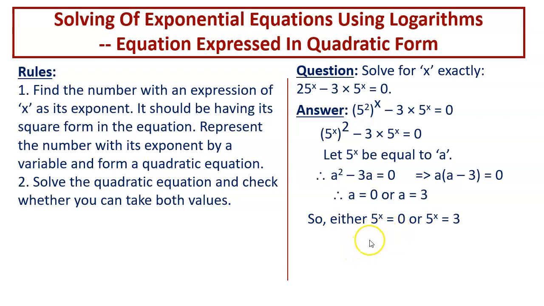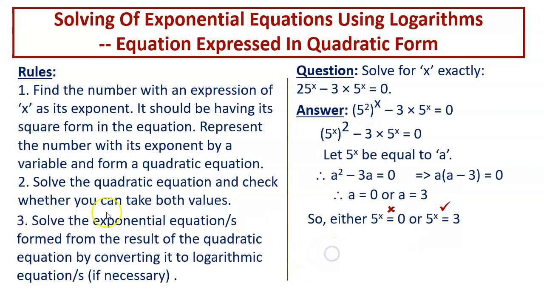Then how do you solve this exponential equation? You have to convert to a logarithmic equation. And you cannot have 0 as the argument of any logarithmic term. Any logarithmic term cannot have 0 as its argument. So this cannot be taken. This has to be rejected, and we can take only this one. This is a cross and this is a tick. That is why I have written check whether you can take both the values. We are not able to take both the values of a.